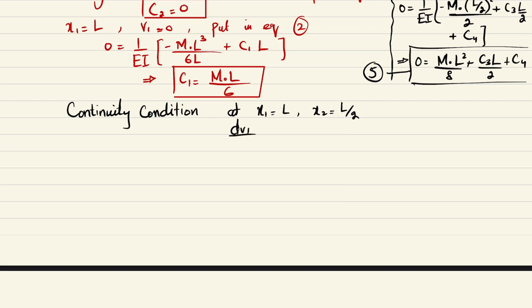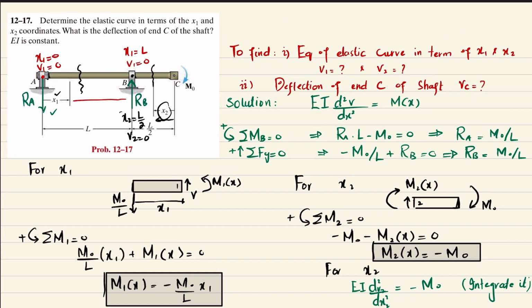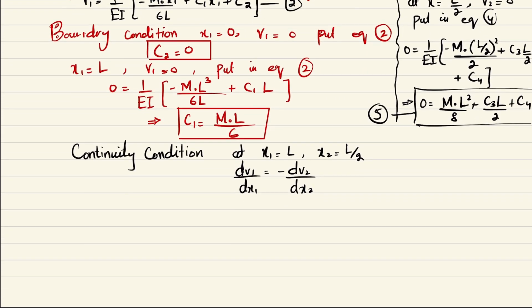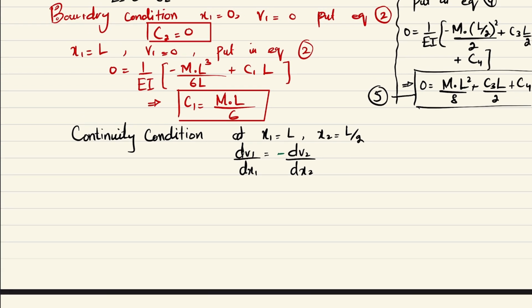have dv1 over dx1, the slope at 1, is equal to minus dv2 over dx2. So I will show you here, this is the point here at x1 is equal to L and x2 is equal to L by 2. So here we have slope dv1 over dx1 equal to minus dv2 over dx2, because x1 is taken in this direction and x2 is taken in this direction. So the slope at these points will be the same but in the negative direction, that is equal to minus dv2 over dx2.